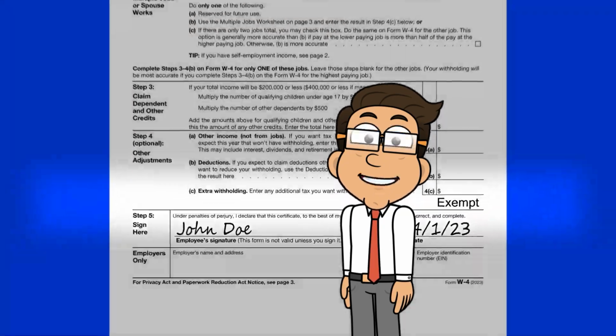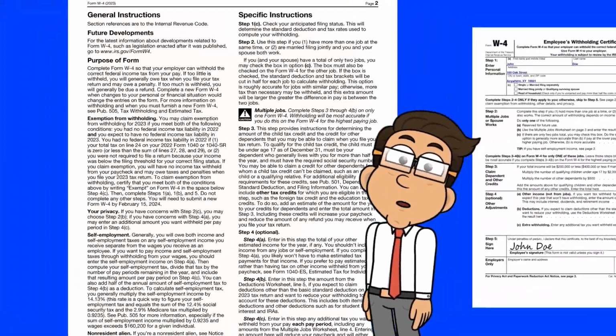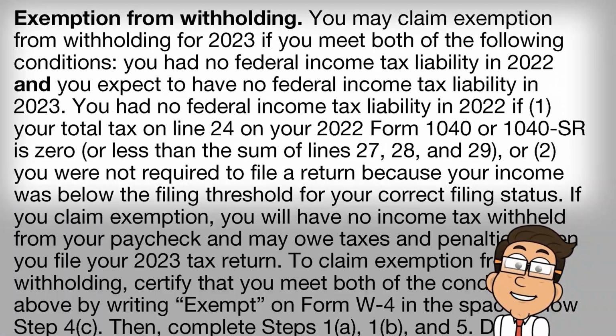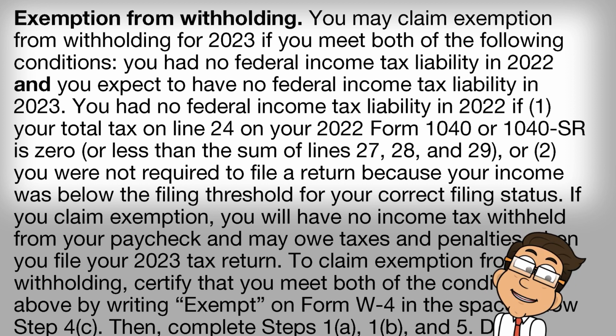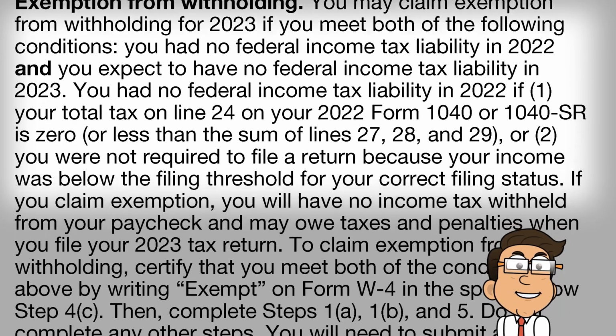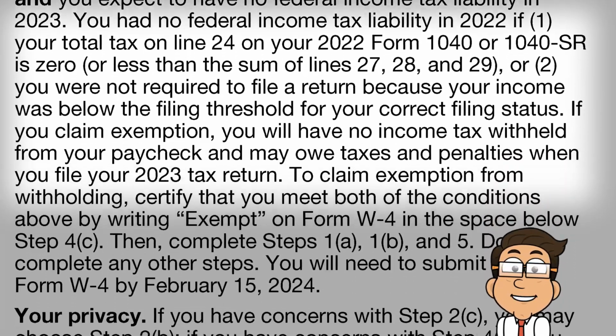But remember, you should only claim exemption from withholding if you meet the following two conditions. 1. For the prior year, you had a right to a refund of all federal income tax withheld because you had no tax liability. And 2, for the current year, you expect a refund of all federal income tax withheld because you also expect to have no tax liability. If you do not meet both of these conditions, you cannot claim exemption from withholding.